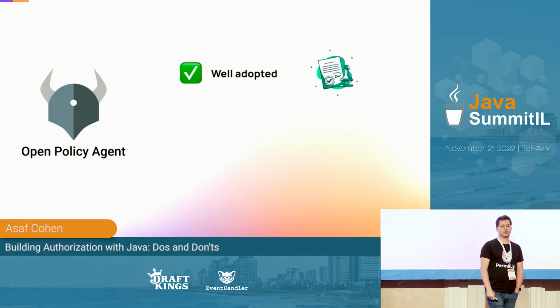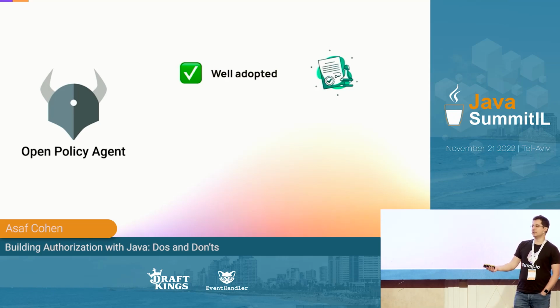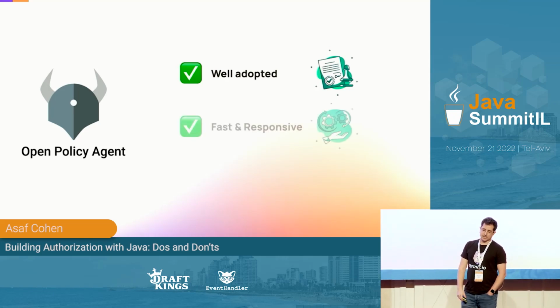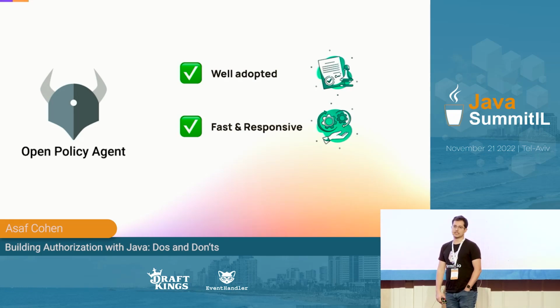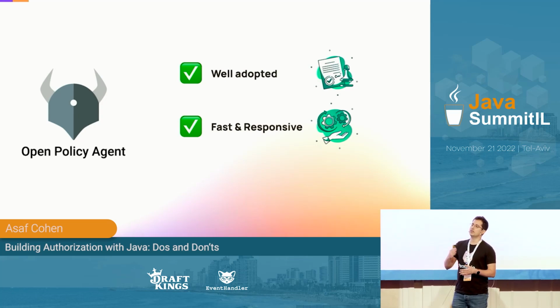So OPA is well adopted. You can trust it. It's at the same level as Kubernetes. It's really fast. You'll typically get less than 1 millisecond latency for a question. So once you load everything into OPA, it's like calling a database or a Redis. Everything in OPA is kept in memory, so it's RAM-based.